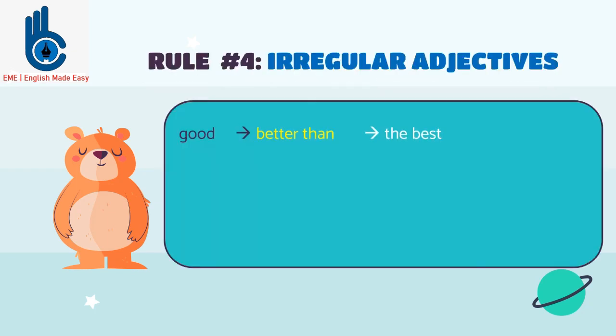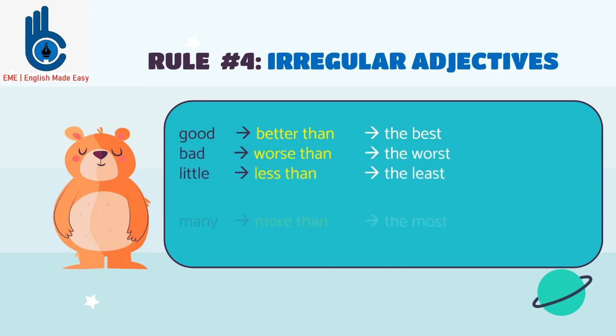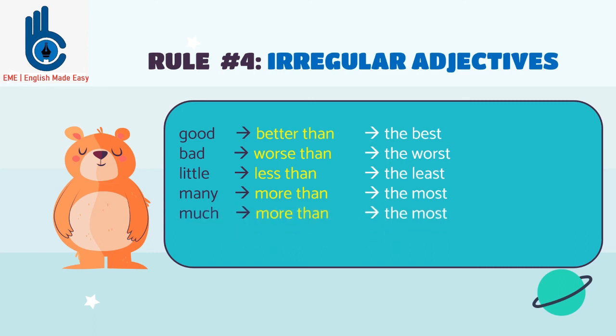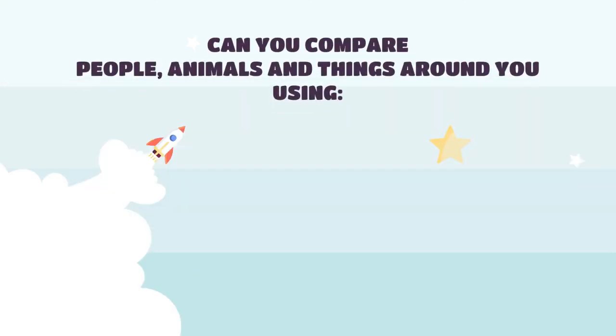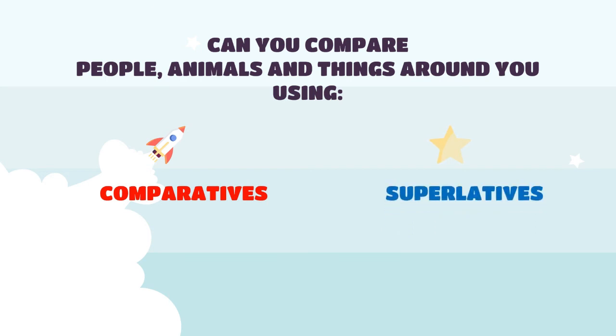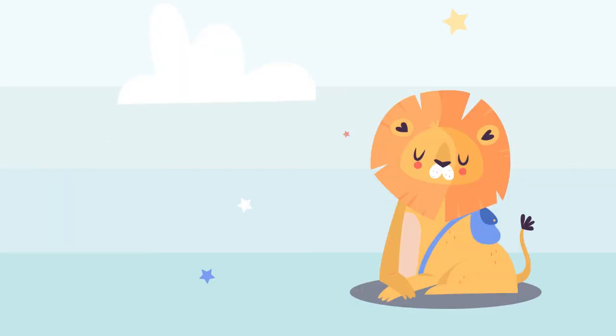The word good becomes the best, bad becomes the worst, little becomes the least, many and much become the most, far becomes the furthest. After we see about comparative and superlative, can you compare people, animals, and things around you using comparatives and superlatives? This is the end of our video.